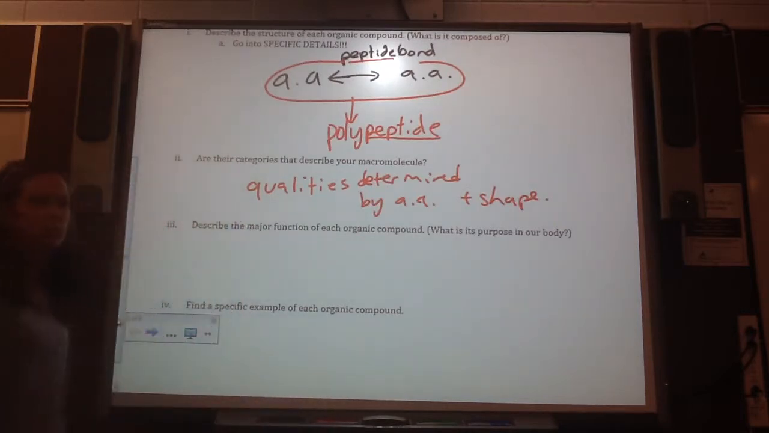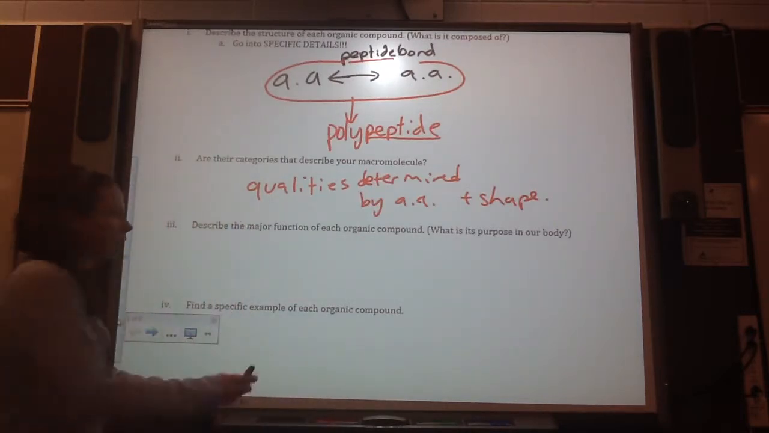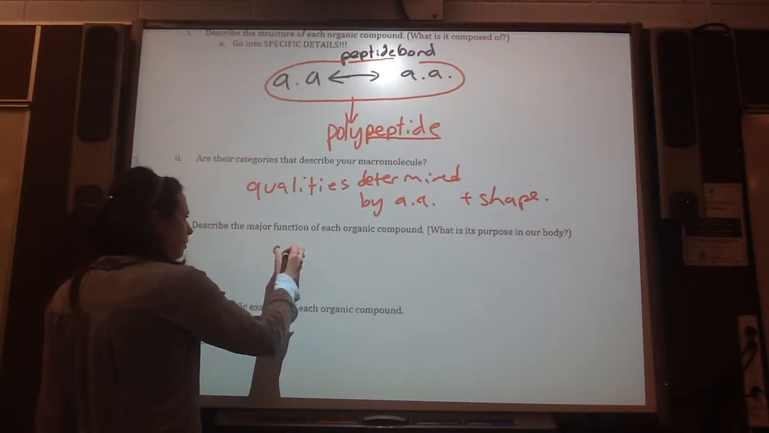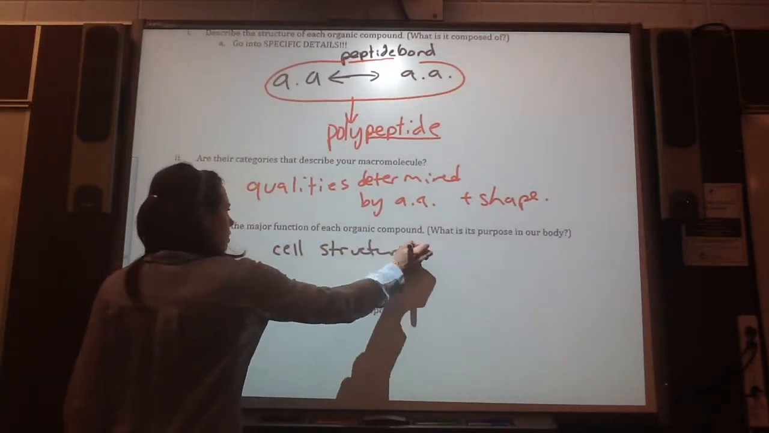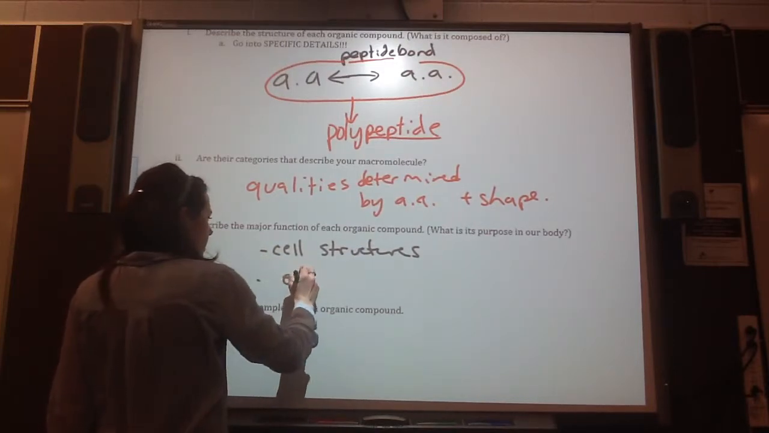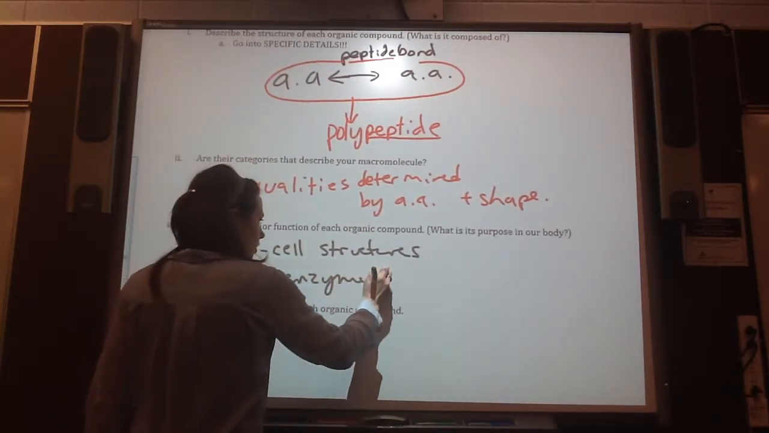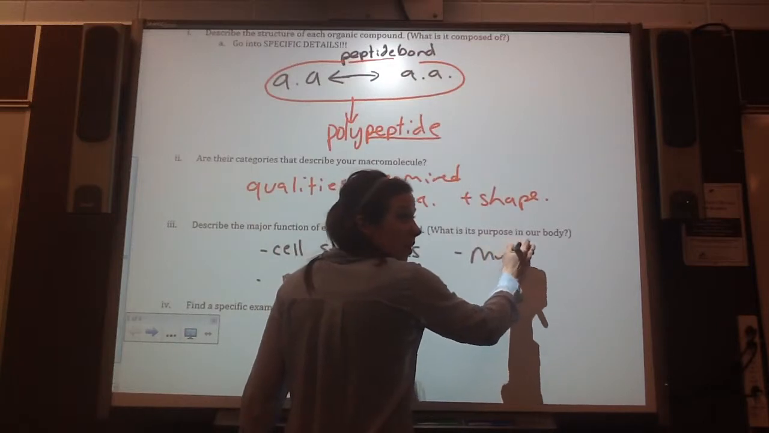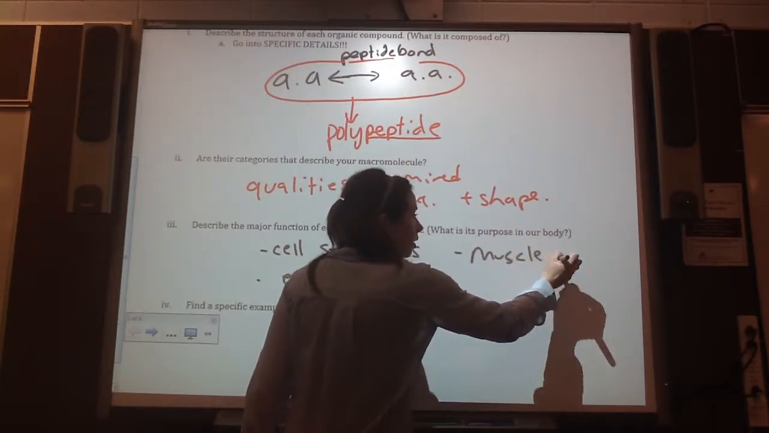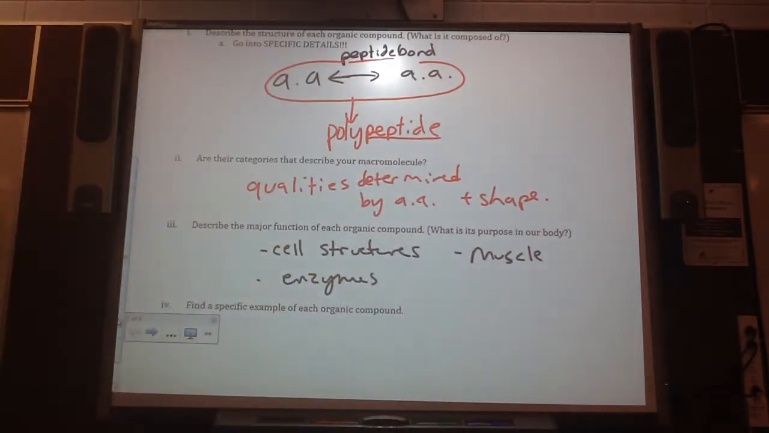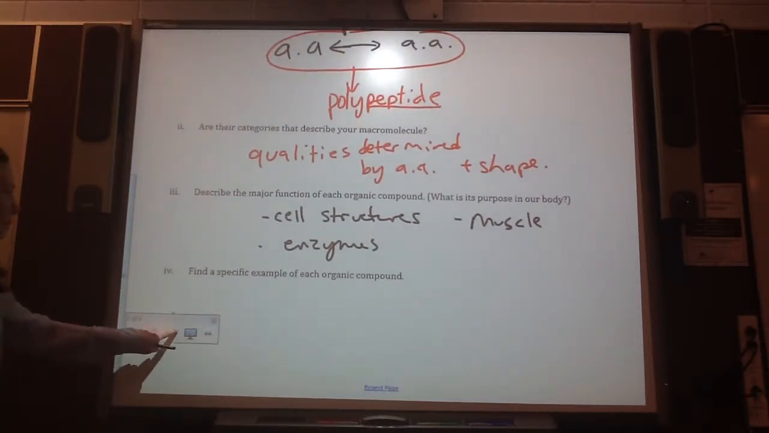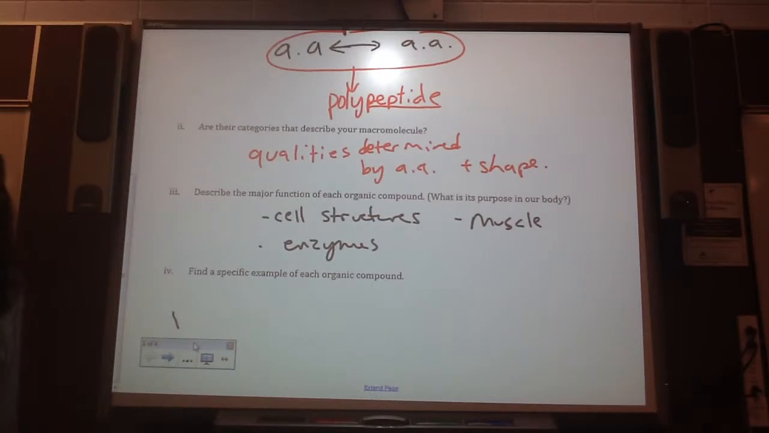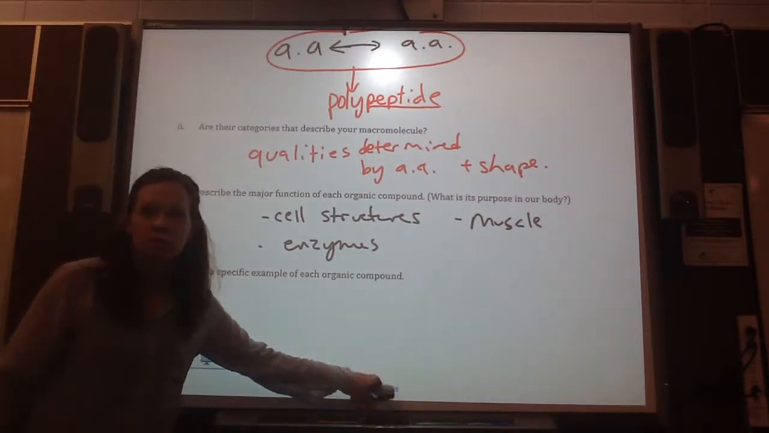They form the structural parts of the cell and act as antibodies or enzymes. So cell structures, enzymes, and things like muscle in our body are primarily protein, right? Yeah. Good. What's an example of a protein?